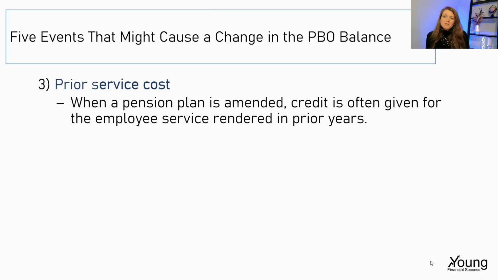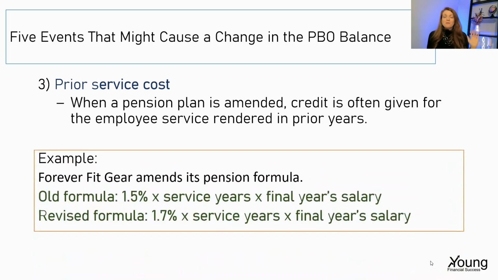So when a pension plan is amended, credit is often given to the employee for service rendered in prior years. This has to do with the prior service cost. So in other words, this employee's been there for 10 years and we make a change to what we think we're going to have to pay them out. Maybe the company changes the percentage that they're going to pay them, or maybe they change something else. But when that is the case, we have to make the amendment, and it has to be for the prior years as well. So here's an example.